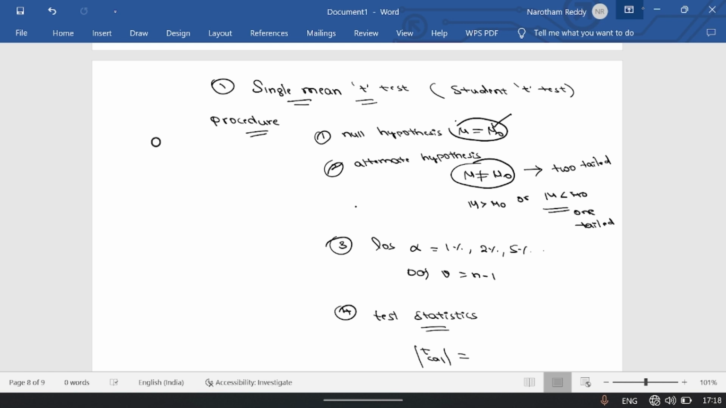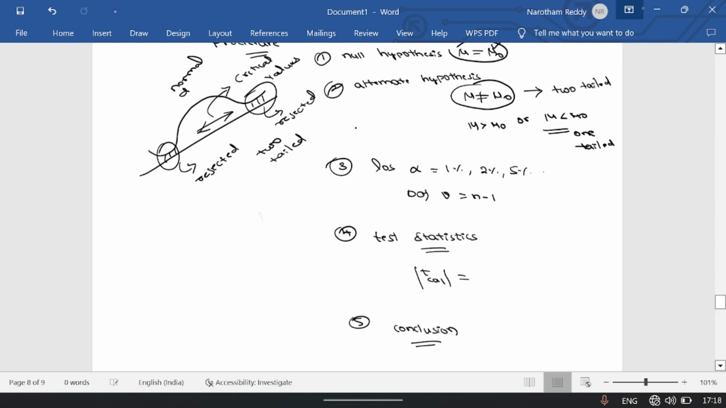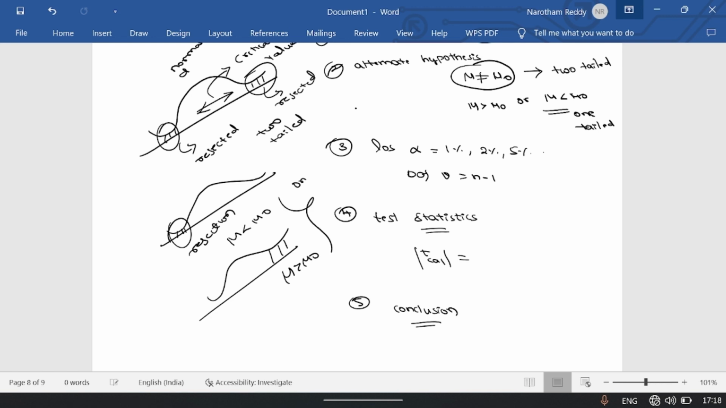While talking about two-tailed and one-tailed, let us consider a normal distribution. If both sides are rejected, those are rejection areas, which is two-tailed. The values between the rejection areas are known as critical values. Coming to one tail, rejection if mu is less than mu naught, or if mu is greater than mu naught. Those are one-tailed.